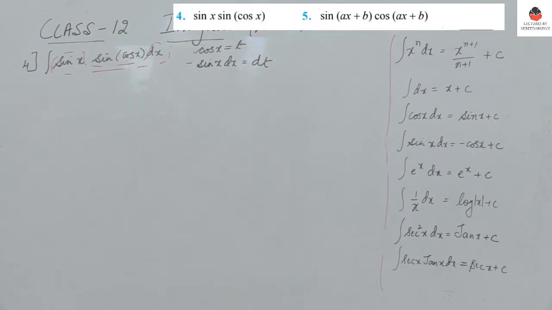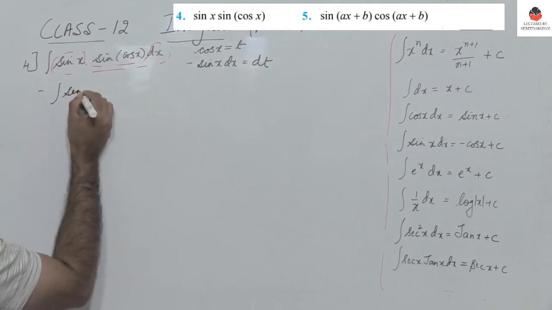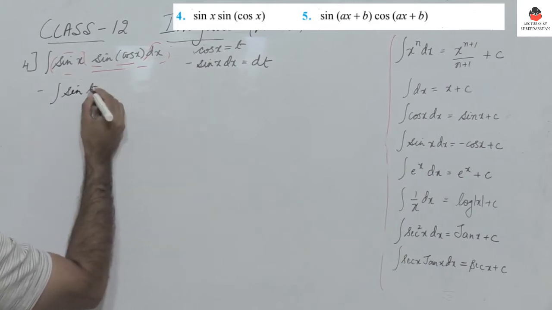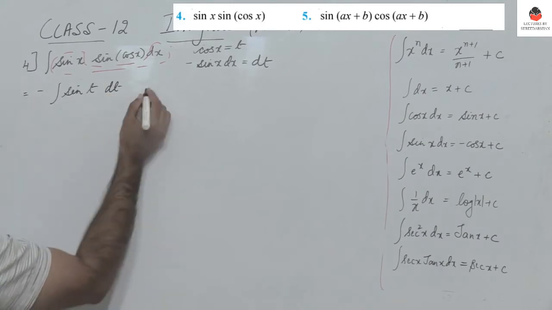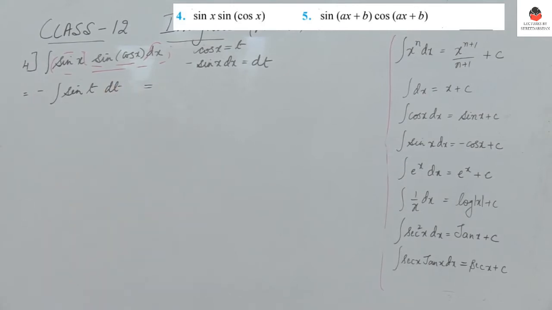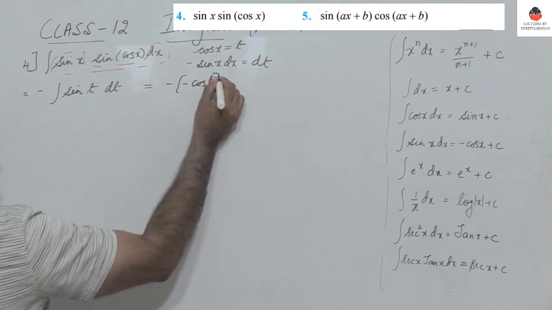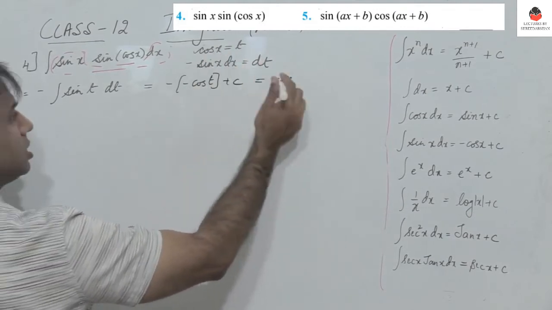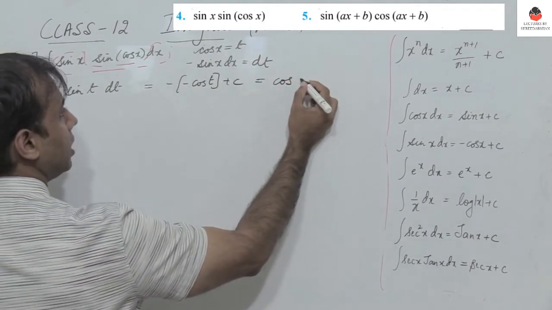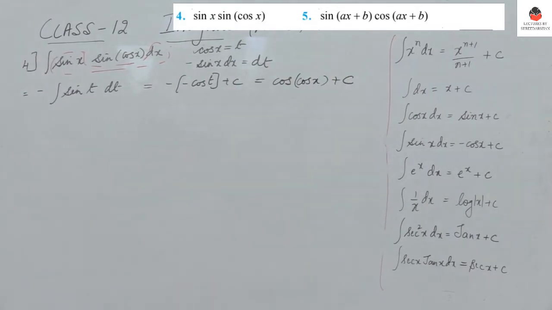Right? So let's make that substitution. So I have a minus sign here. So sine x dx is minus dt, and you have sine of cos x, and cos x is t. So the integral of sine t dt with a negative sign. So we know that the integral of sine t is minus cos t. So minus of minus cos t plus c, which is cos t. So what is t? It is again cos x plus c. So this is the answer, cos of cos x plus c.